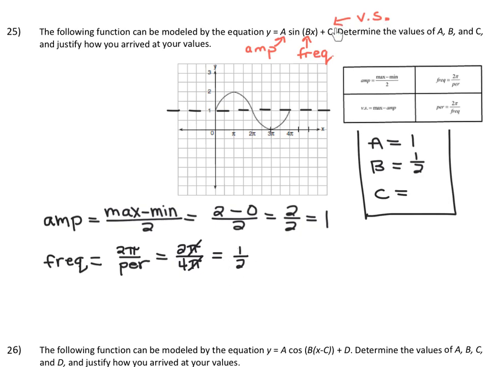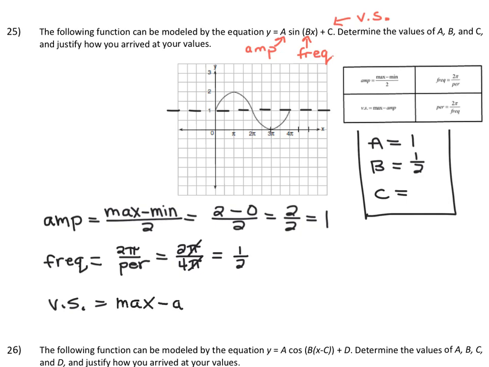Okay, and then finally we have to find the vertical shift. Now, I'm going to use the formula for vertical shift, but again, we'll talk about how you can just find it by sight, by looking at the graph. So here we see the vertical shift. This formula we haven't used is equal to the max minus the amp.